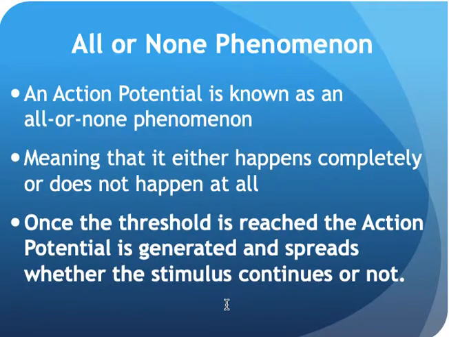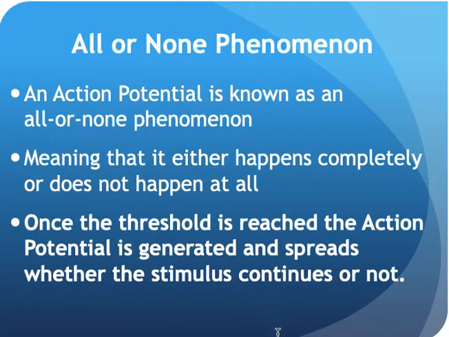explaining things. So we get this other principle, which is this all or none phenomenon. So an action potential is known as an all or none phenomenon, another really good multiple choice question. And what they're trying to tell you with this is that it either happens completely or it does not happen at all. And it's all going to come down to this little threshold level.